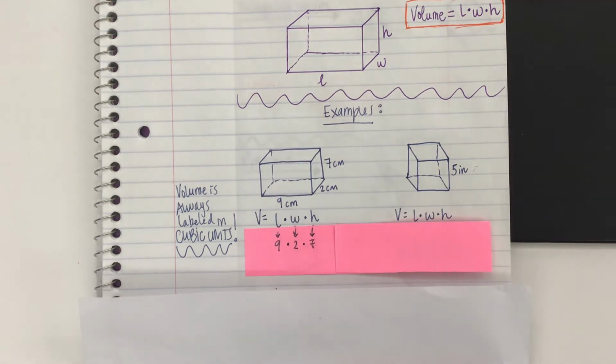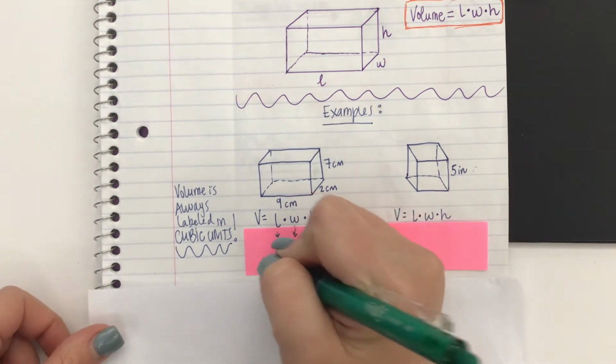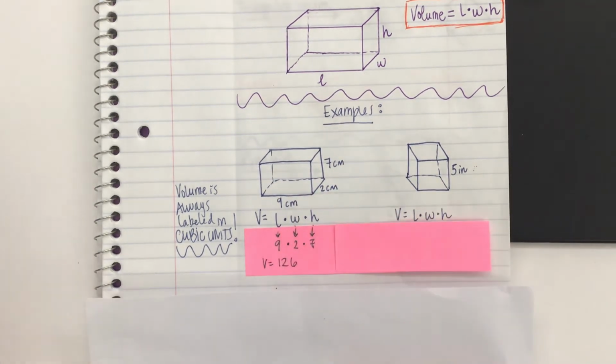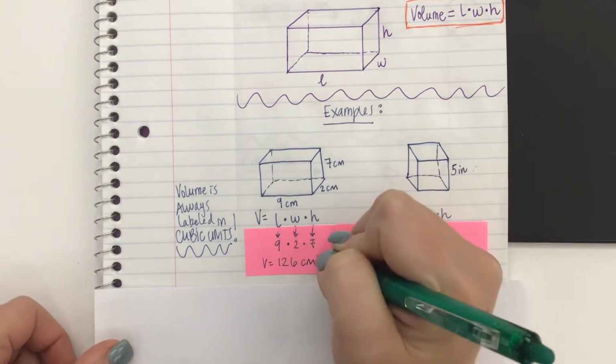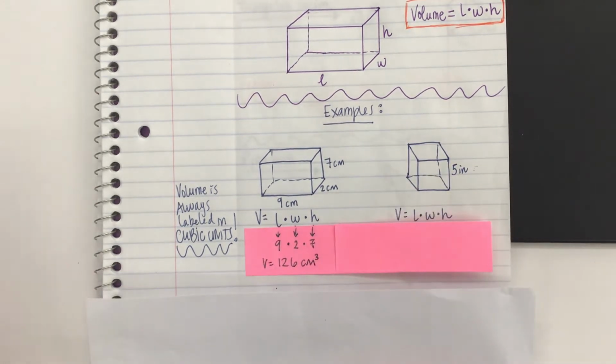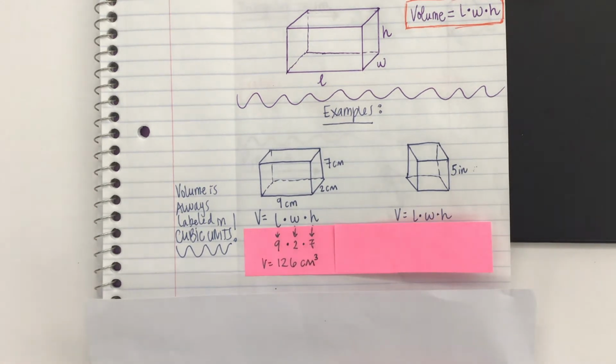The next thing we're going to do is just do some math. If you need a calculator, feel free to use one. That is totally okay. So 9 times 2 is 18, and 18 times 7 is 126. Now, it's not just 126, it's 126 centimeters cubed. Remember, volume is always labeled in cubic units.